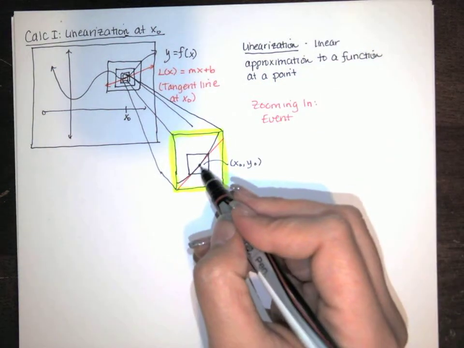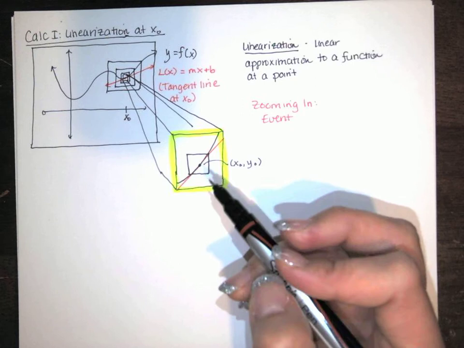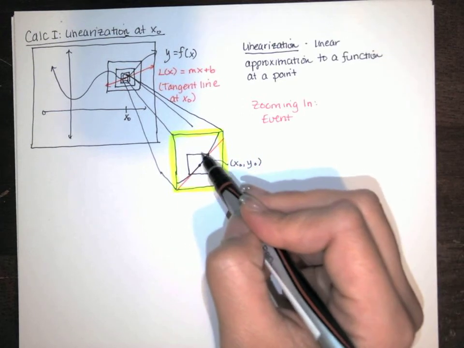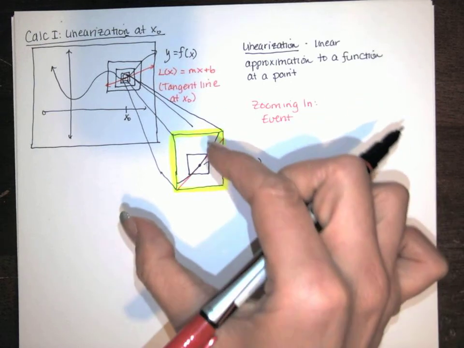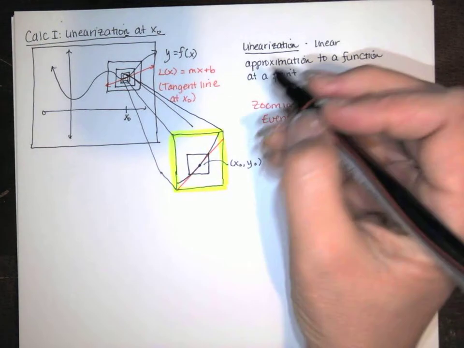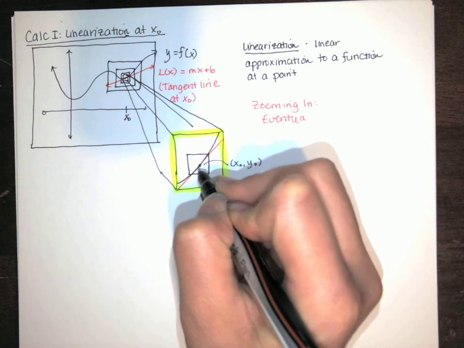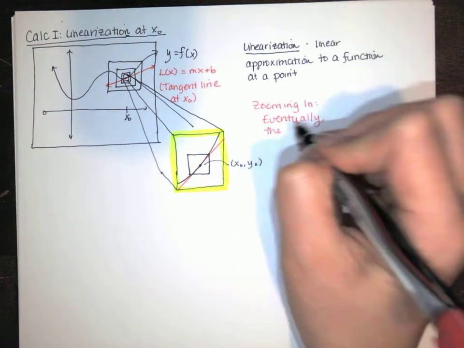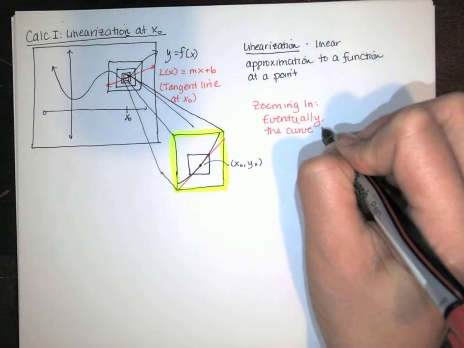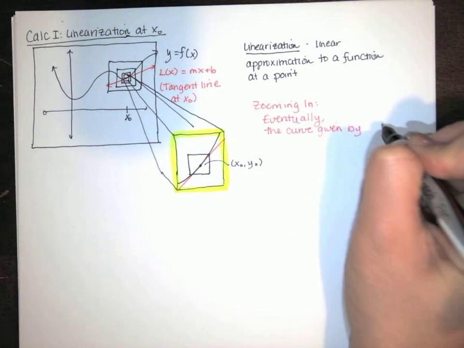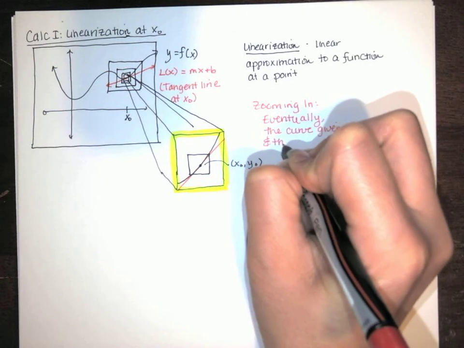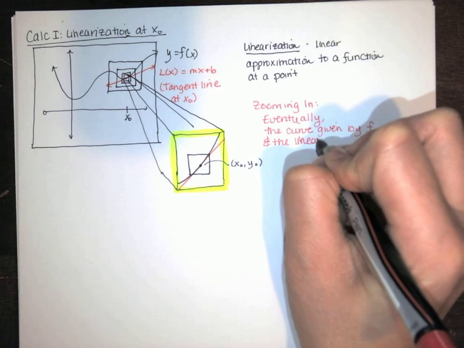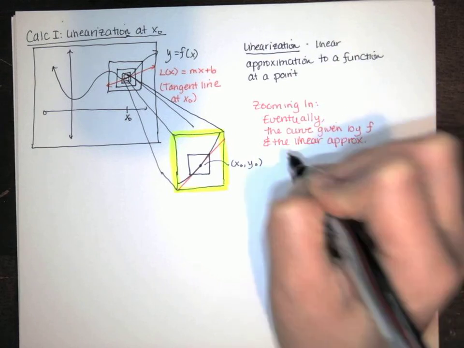Provided that the tangent line exists, there are no sharp corners there. If there's a sharp corner over here, like let's say it's an absolute value or something, if you've got a sharp corner or cusp over here, well, still we could keep zooming in until we didn't see the cusp anymore. If we're talking about a point where the function's differentiable, the curve given by the function and the linear approximation are indistinguishable.